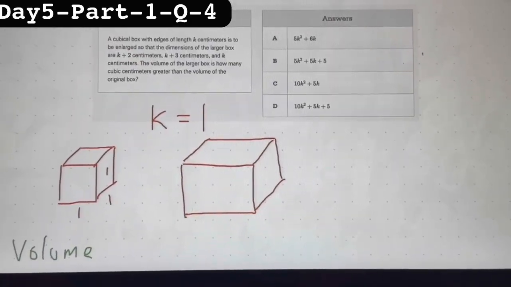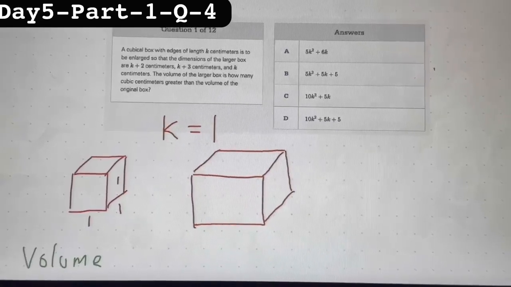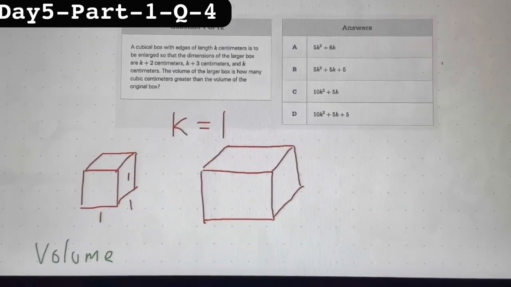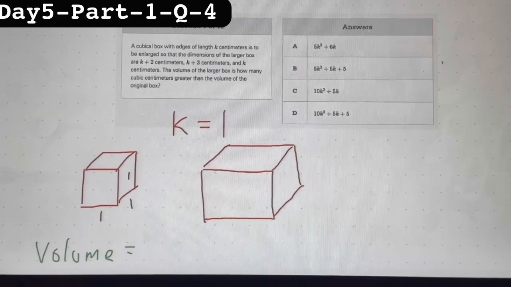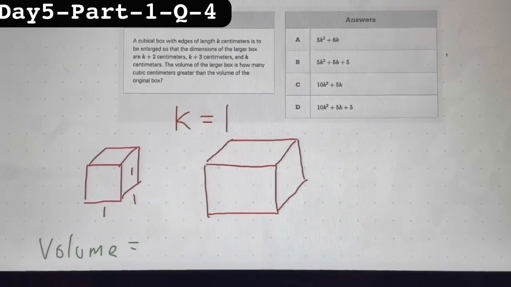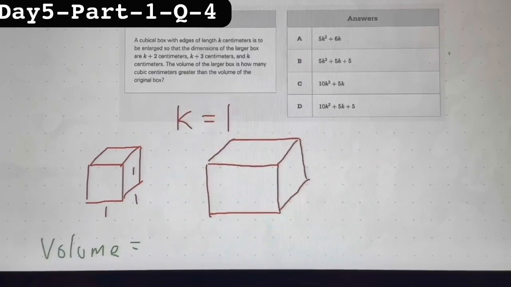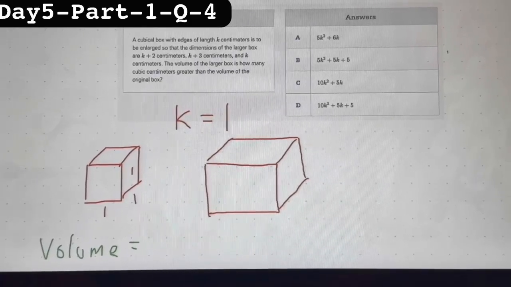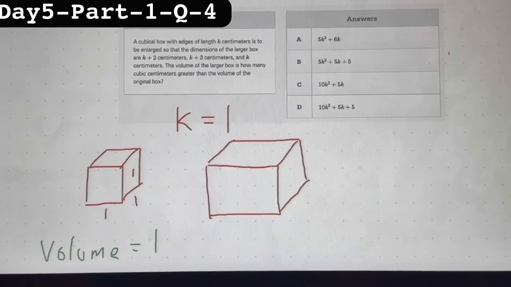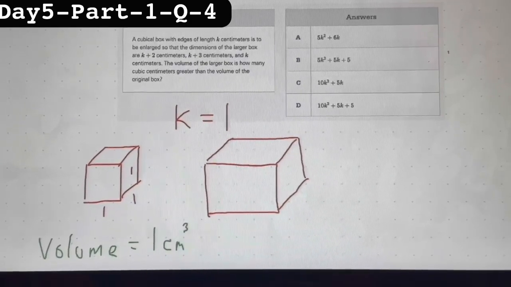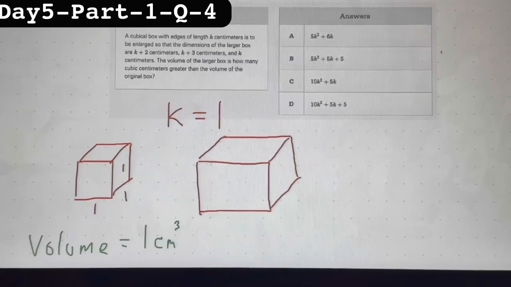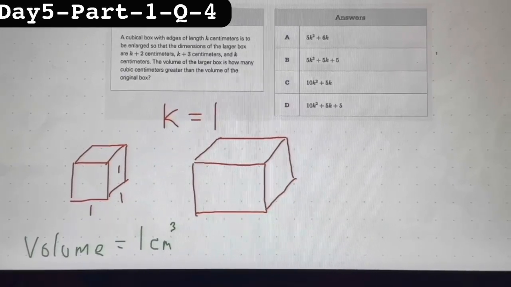What is the volume of the cube in the question, the one with a length of 1, a width of 1, and a height of 1? It's 1 times 1 times 1, which is 1 centimeter cubed. You see why we picked 1 here. That makes things nice and easy. Now let's look at the larger box.